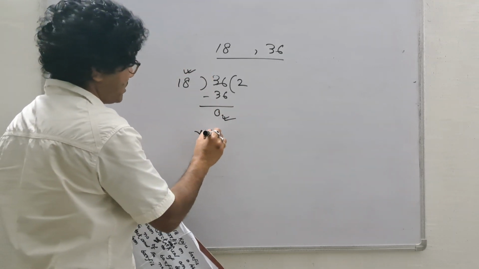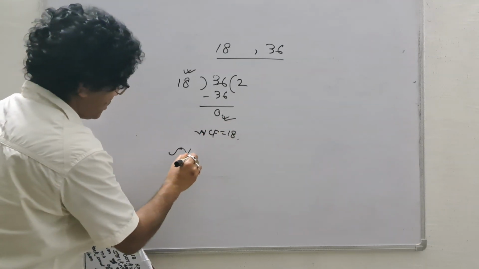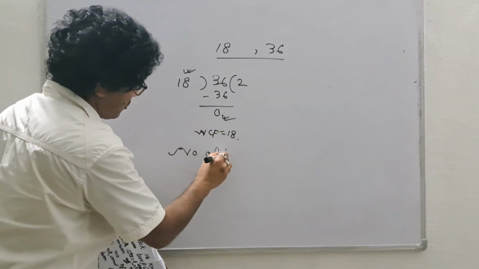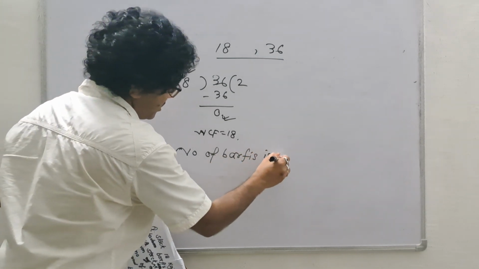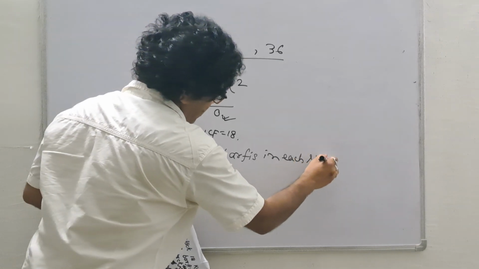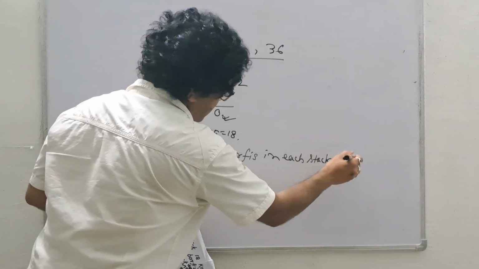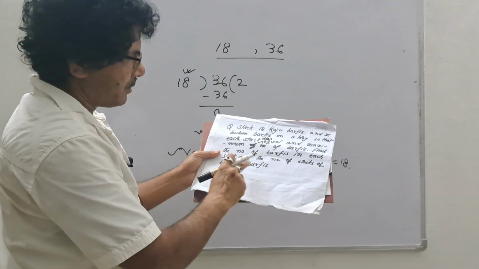So HCF is 18, so 18 is the number of Borfies in each stack is equal to 18, and we have to find out what? Number of stacks of Badam Borfi.